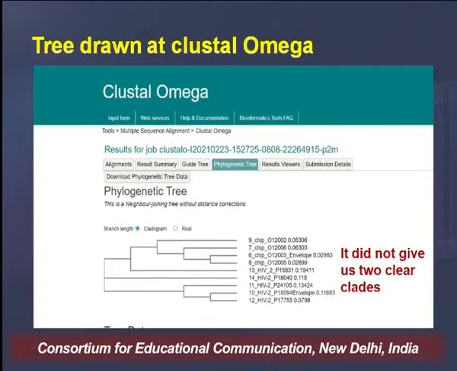The point to be noted here is we did get a tree by Clustal Omega also, but it did not give us two clear clades. If you see it clearly, it is more than two clades. So, this tree formation by Clustal Omega was not basically based on the algorithms for making the phylogenetic tree. So, it made a tree on the basis of its program, but our sequences did not give us the right clades.